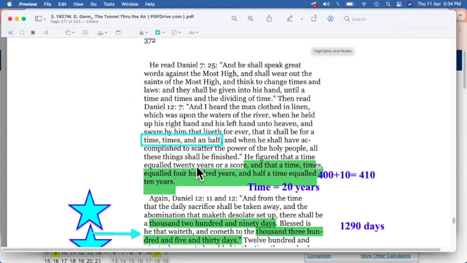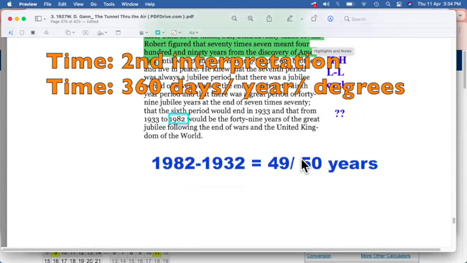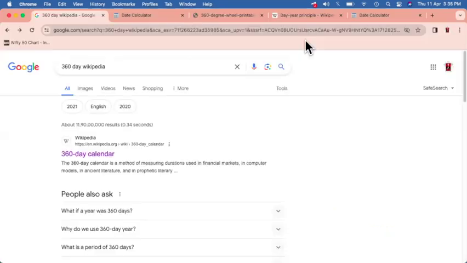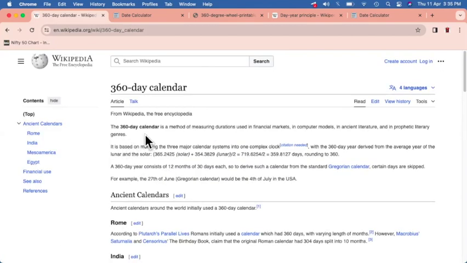We again go to the interpretation of time, which on the previous page is given as 360 days, 360 years, or 360 degrees. Now, to understand these 360 degrees, we'll just go through Google, and on Google we'll try to understand something about 360 days. If you type 360 days here, it reads, the 360-day calendar is a method of measuring duration used in financial models. So we'll try to understand that.